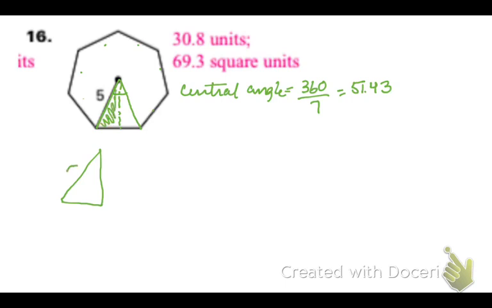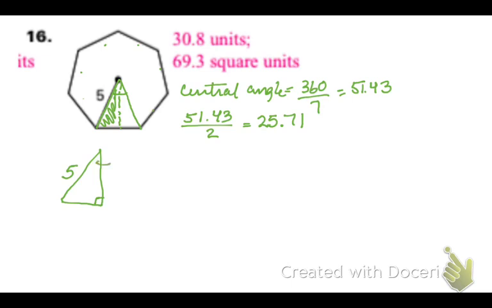Now we'll look at one of those little triangles. We know this length is 5. We know this is 90 degrees. Our central angle is 51.43. So we know our little angle is 51.43 divided by 2. That gives us a little angle, and that is going to be 25.71.